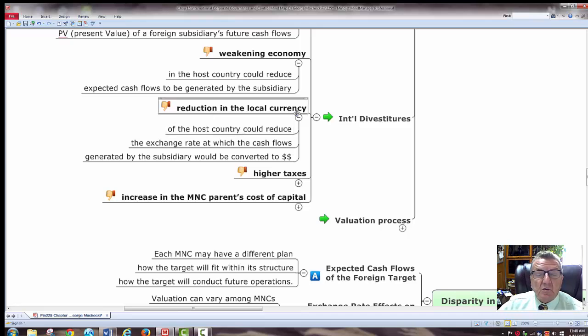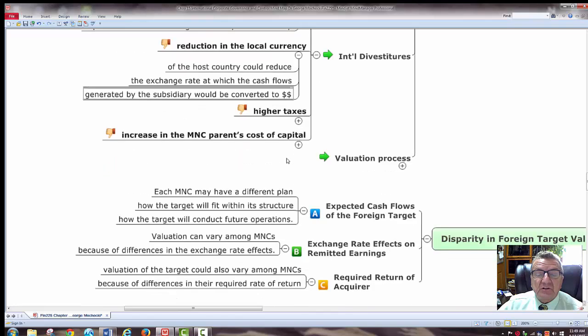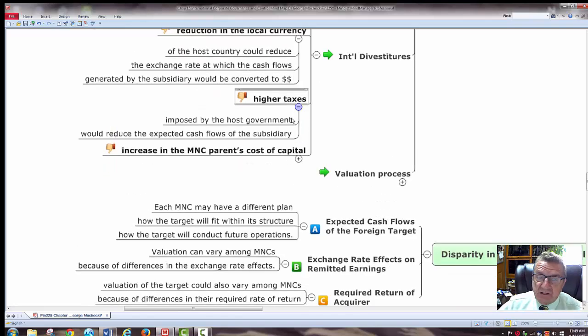Okay, a reduction in the local currency of the host country could reduce the exchange rate by which the cash flows generated by the subsidiary could be converted into dollars. Higher taxes, again, imposed by the host government could reduce the expected cash flows of the subsidiary.